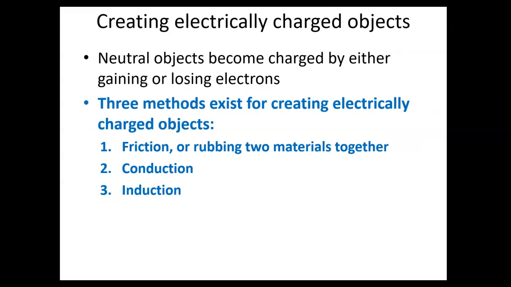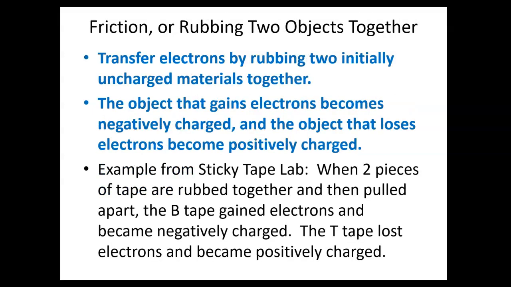There are 3 methods for creating electrically charged objects: friction, which means rubbing 2 materials together, conduction, and induction. All of these methods involve ways for neutral objects to become charged by either gaining or losing electrons. We'll talk about each method one at a time.